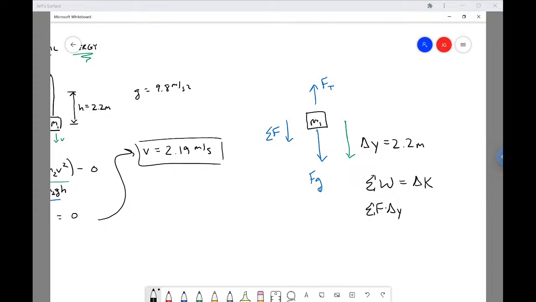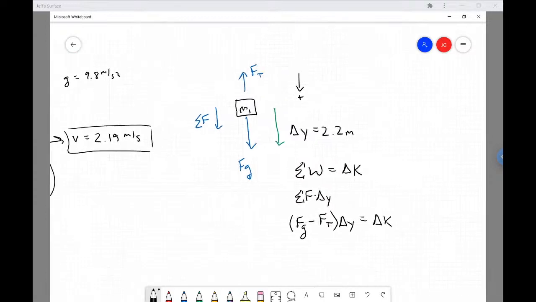And so the net force is the force of gravity minus the force of tension, if downward is positive, times the change in y, which is given to us as h, and that's equal to the change in kinetic energy of this mass. So the work energy theorem gets us started in this way.